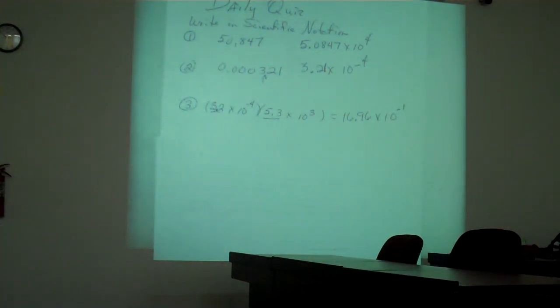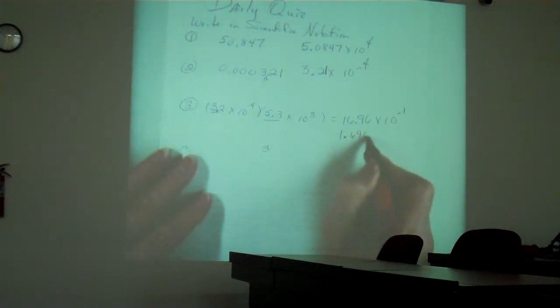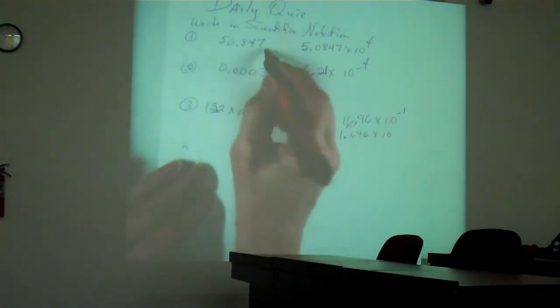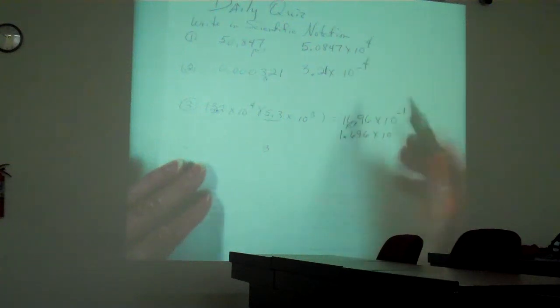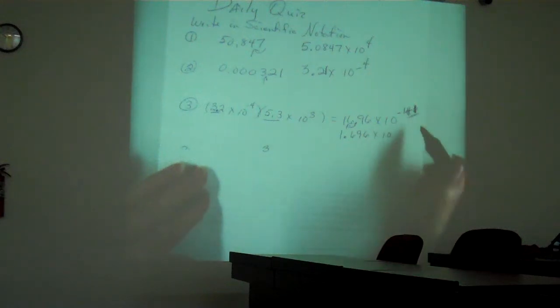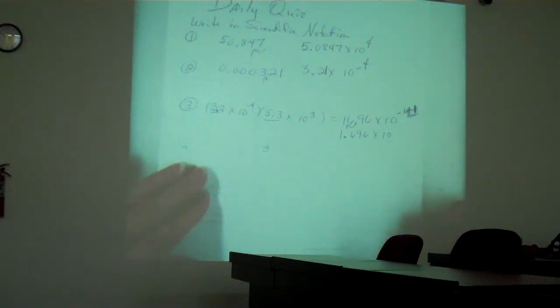Okay, that's not scientific notation. You'll need to convert it to scientific notation. You need to put 1.696. When you move it one time this way, when we were moving it that way, it was positive. So we're going to add 1 to the exponent, because we moved it one time. The exponent was negative 1, so negative 1 plus 1 is 0.